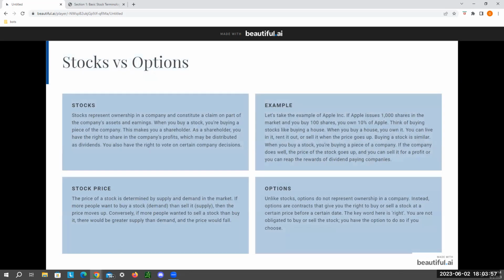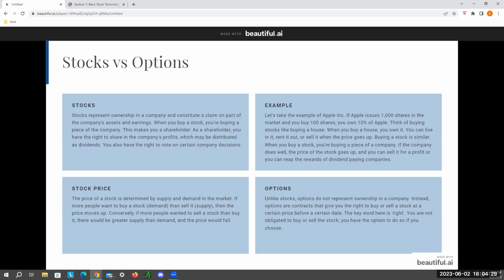Stocks. So stocks represent an ownership in a company and constitute a claim on part of the company's assets and earnings. When you buy a stock, you're buying a piece of that company. Like I said, think of it as a piece of a pie. This makes you a shareholder. So if you own a piece of the pie, you're a shareholder in that company, right? As a shareholder, you have the right to share in the company's profits, which may be distributed as dividends, which we'll get into. And you also have the right to vote on certain company decisions.